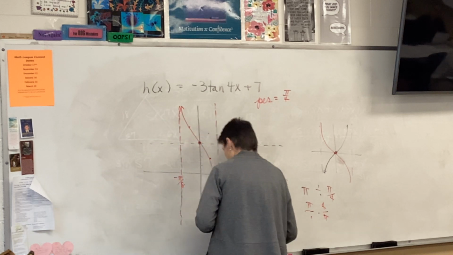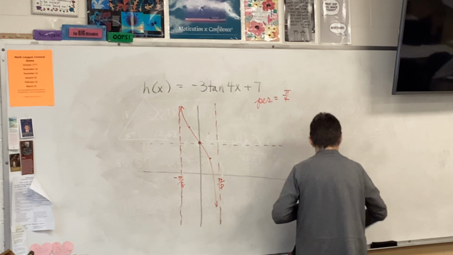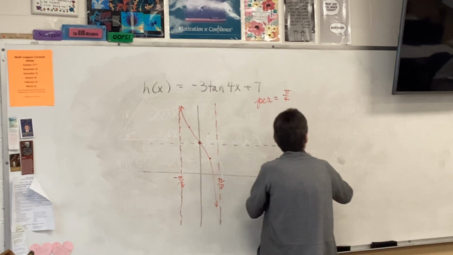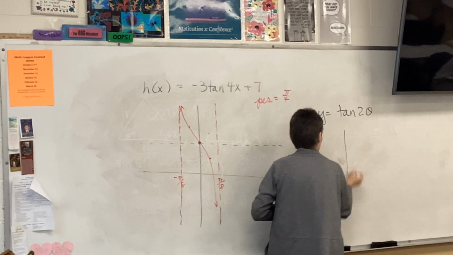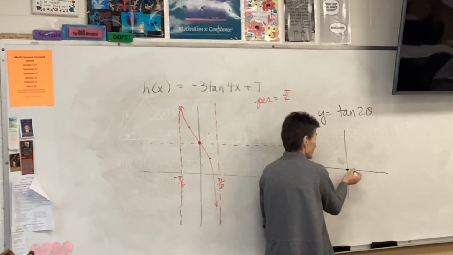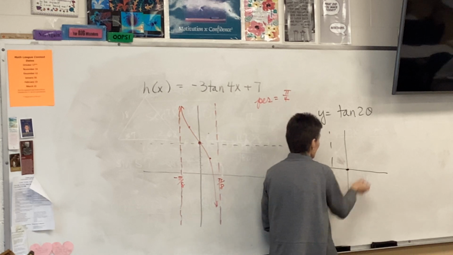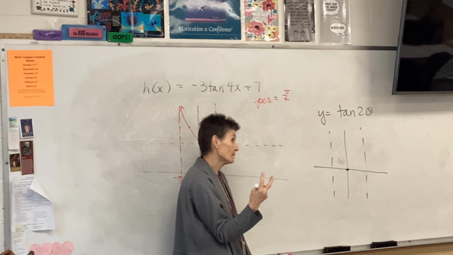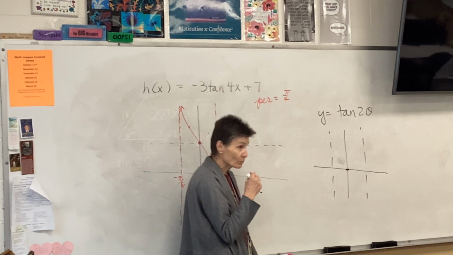All right, let's look at the next one. So this is tan 2 theta. No shifts, right? So we got a dot right there at the origin, 0 right at the origin. We have an asymptote over here and an asymptote over here, and they're a period apart. What is the period? Pi over 2.